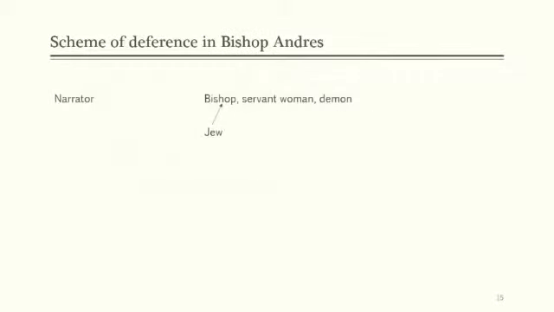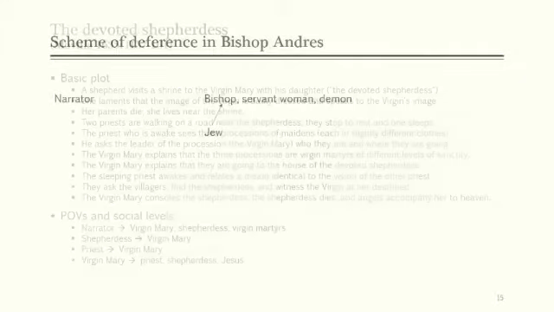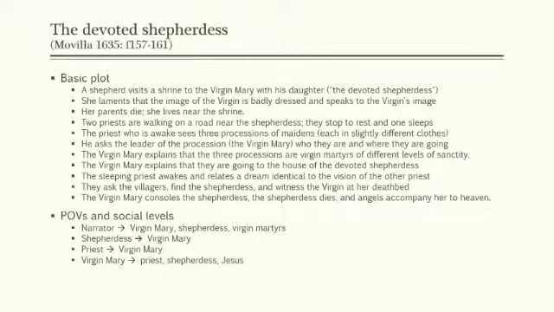So there's a fairly simple scheme of deference in this story. There's the narrator. He's essentially on the same level as the bishop. Then there's the servant and the demon. The Jew is positioned lower in the social hierarchy. Surprise, Catholic colonial Spain, right? Okay. So now let's look at one that's a little bit more complicated.